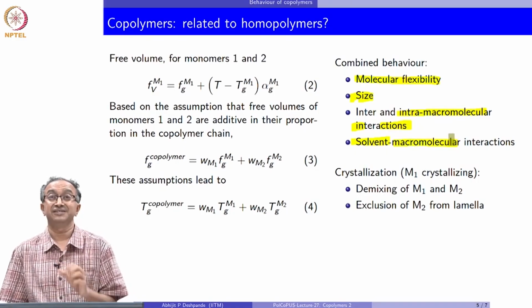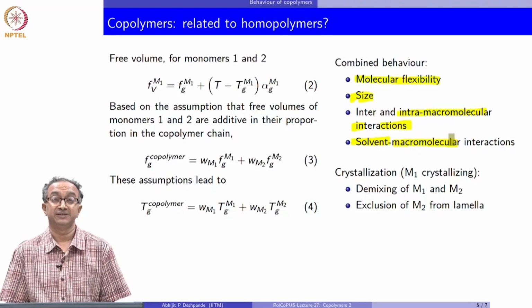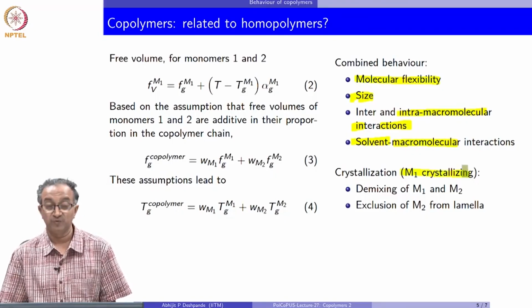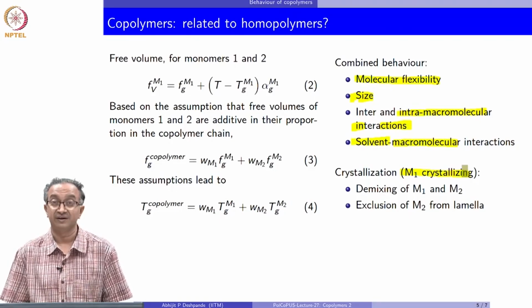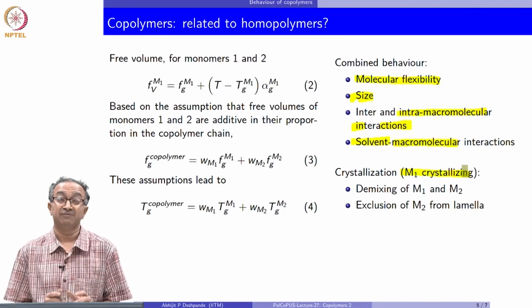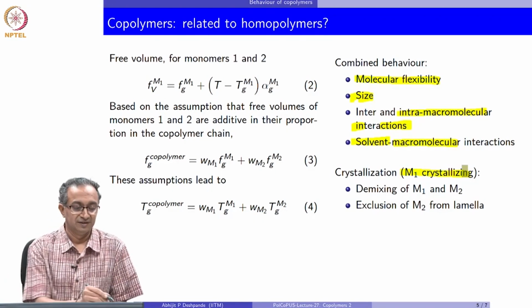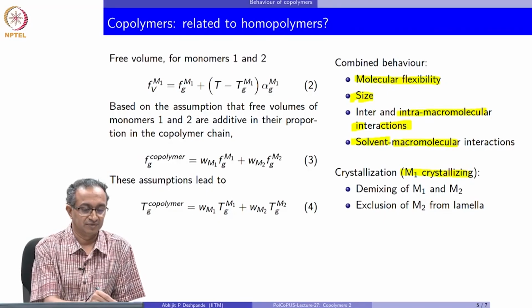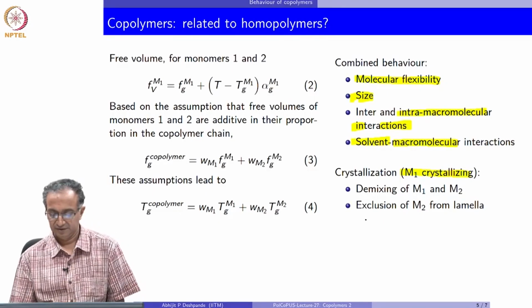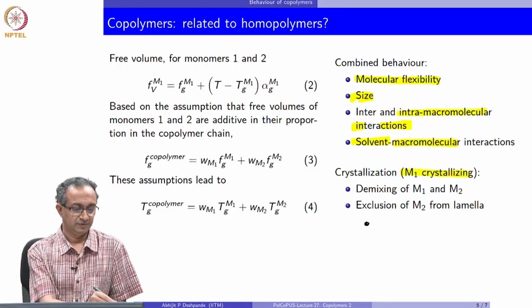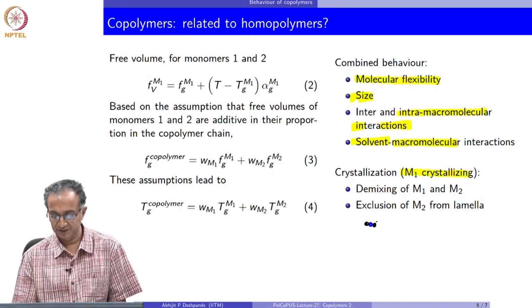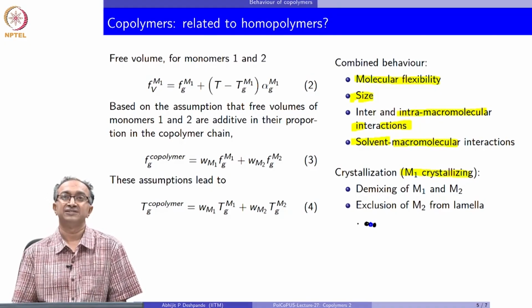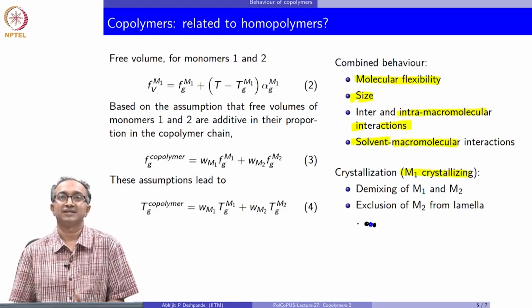In case of crystallization, there are interesting possibilities, and let us say that we have M1 and M2, the two homopolymers, and we are combining them, and let us say M1 is crystallizing. If we have a random copolymer, then of course clearly we will not be able to crystallize, because if I just draw it, if we have some polymer like this, then there is no way we can have M1 organizing with respect to each other, because M2 will always come in between.